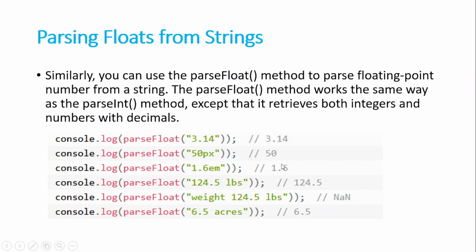1.6 is 1.6, but if I had used parseInt, it would give me 1 only, not the 0.6, because integers don't treat floating point numbers or decimal points.